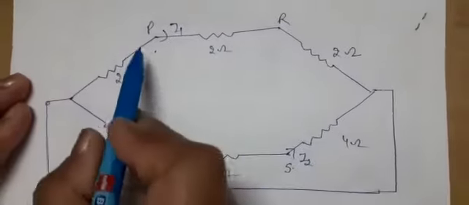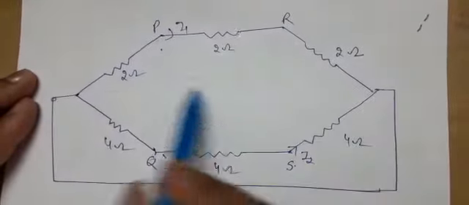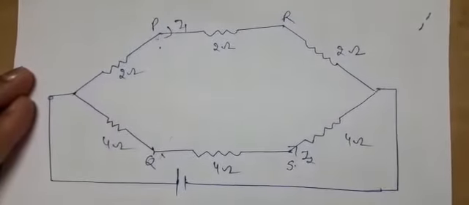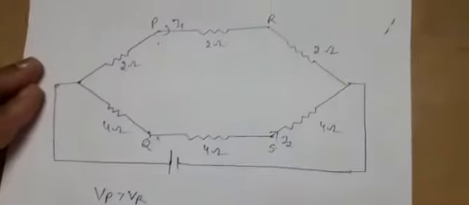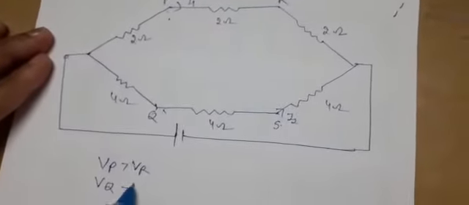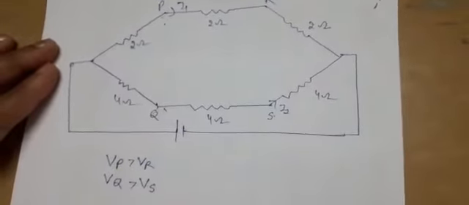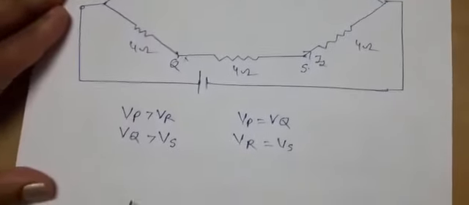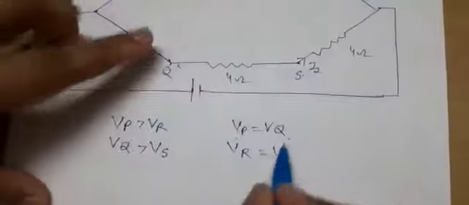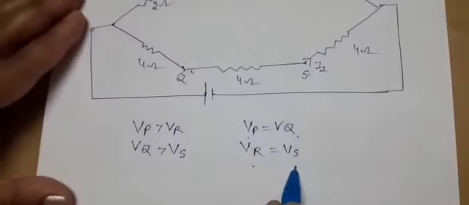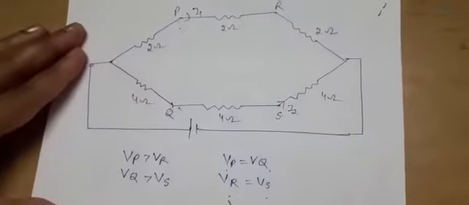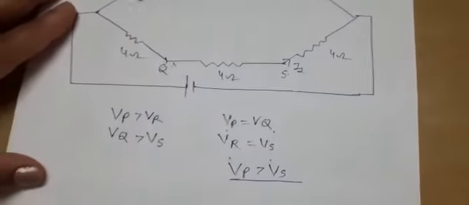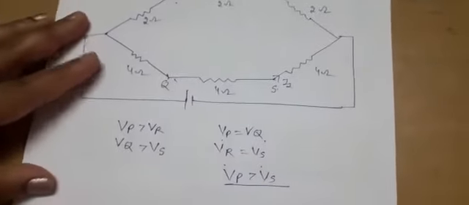Now here current is flowing, for these three are in series. Current will flow from P to R only when potential at P is greater than potential at R. Similarly, potential at Q is greater than potential at S. And Vp equal to Vq and Vr equal to Vs. It means now you can say that potential of P is greater than potential of S. So one question was to establish the relation between potential at P and S this way.